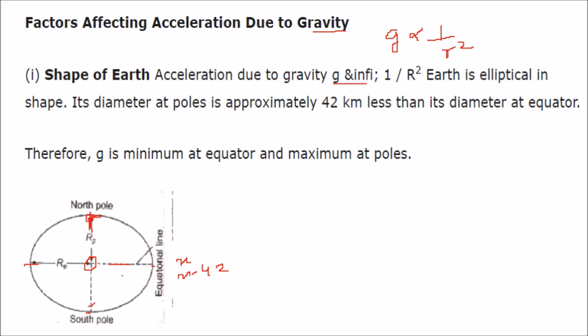That means if you take an object and throw it from some height, the gravity at the pole will be higher as compared to the equator, because the poles are nearer to the center of the earth.